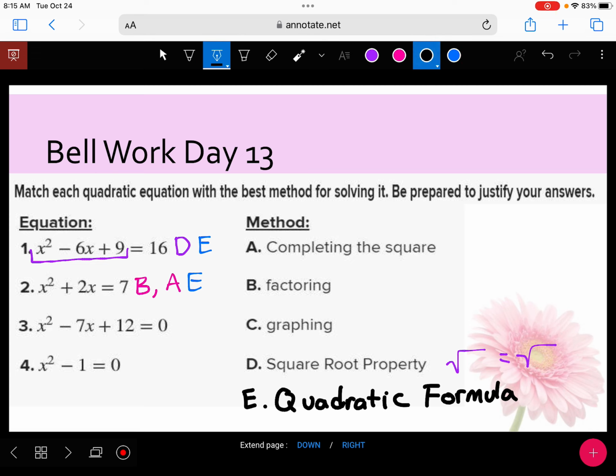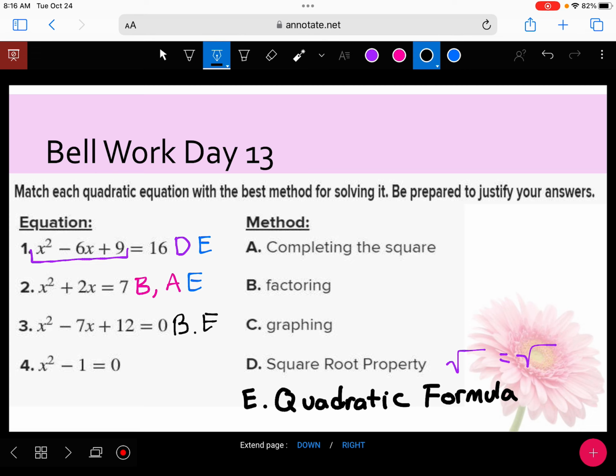Three is the one that is super duper best set up for factoring. Multiplies to be 12, adds to be -7. We can do that. We could also use the quadratic formula here. It's already set equal to 0. I would not recommend completing the square or square root property because -7 is going to give us fraction stuff when we complete the square, which is super gross.